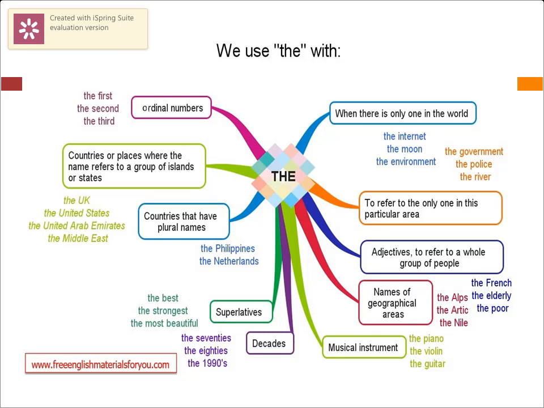The is also used before countries that have plural names like the Netherlands, the Philippines, or to refer to countries or places where the name refers to a group of islands or states like the United Kingdom or the United States or the Middle East or the West Indies, and so on. It is also used before the ordinal numbers like the first, the second, the third, the 70th, or the last.